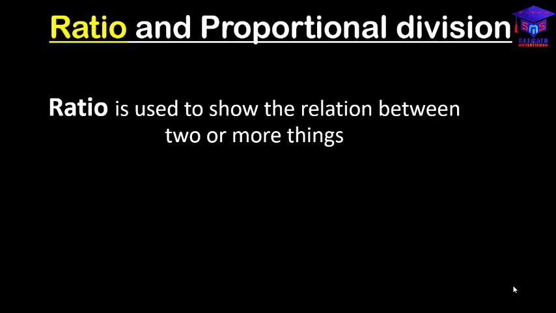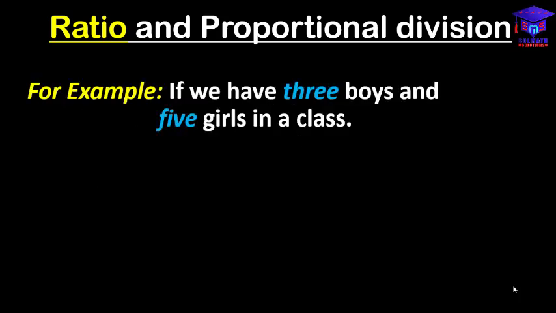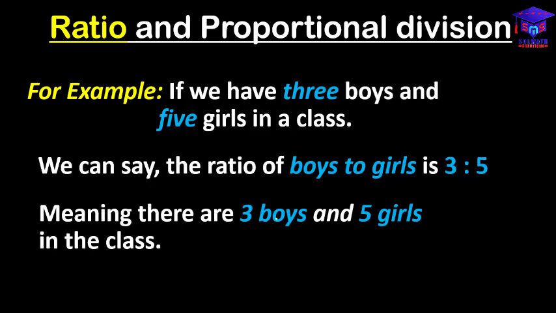Ratio is normally used to show the relation between two or more things. We can also say that we use ratio to compare two or more things. Alright, for example, if we have 3 boys and 5 girls in a class, we can say that the ratio of boys to girls is 3:5. And what this means is that there are 3 boys and then there are 5 girls in a class.